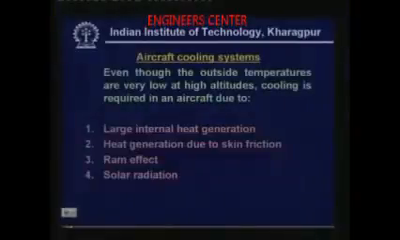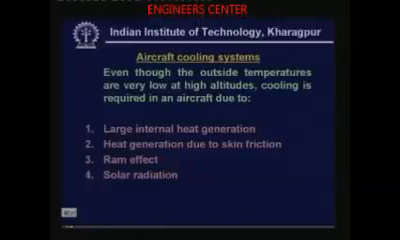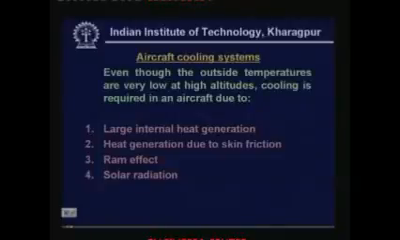So this is the second reason why you need a cooling system. The third reason is the ram effect. Because of the ram effect also the temperature of the air increases, okay. I will explain the ram effect in a little while. And the fourth effect is solar radiation. For example, if the aircraft is flying during the daytime, then there can be considerable solar radiation, and because of solar radiation the temperature can go up. So these are the four reasons why we need a cooling system, okay. Typically if the aircraft is flying at low altitudes, at low velocities, then maybe you can do away with the air conditioning system, but if it is flying at high speeds and at high altitudes, an air conditioning system is a must.